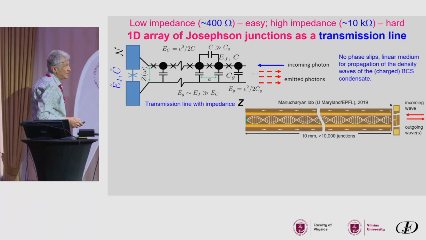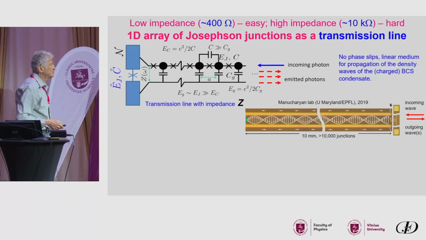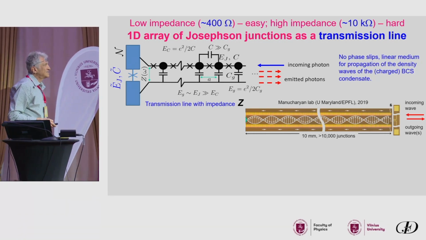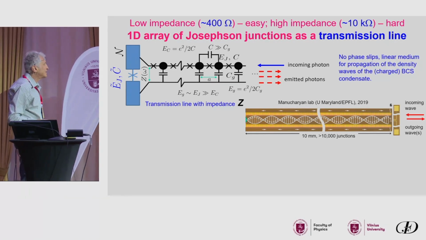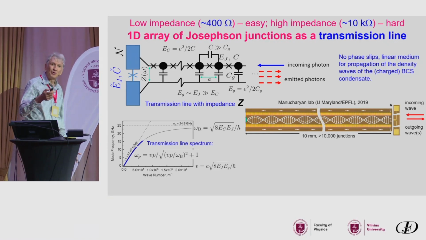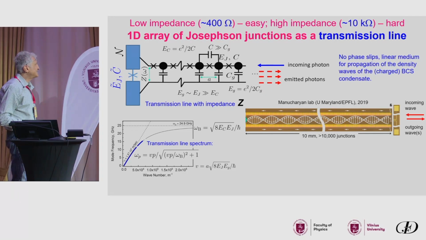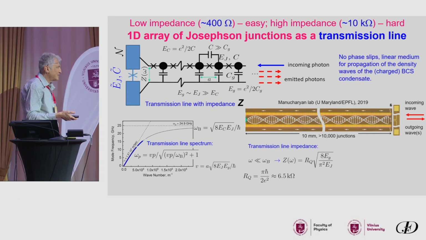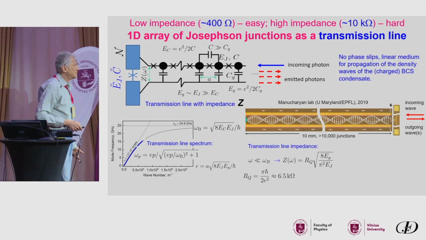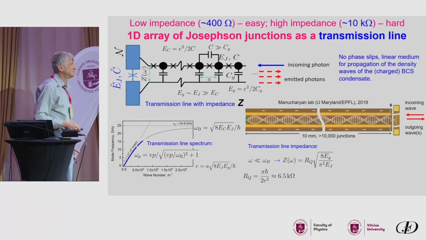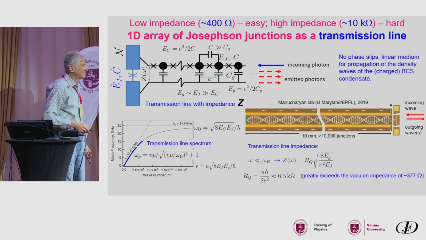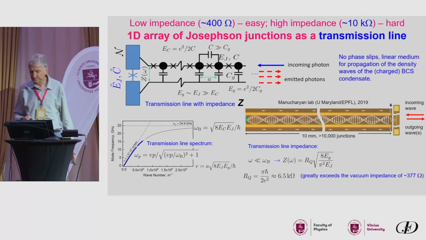And it's actually done. It's more than 10,000 junctions, and Q factors are fantastic. So that's basically dissipationless waveguides with very slow light. And respectively, the impedance is very high. So if Ej is order of Ec, then this is order of 1, and the impedance is the quantum unit, 6.5 kilo ohms, which is way greater than vacuum impedance, about 400 ohms.